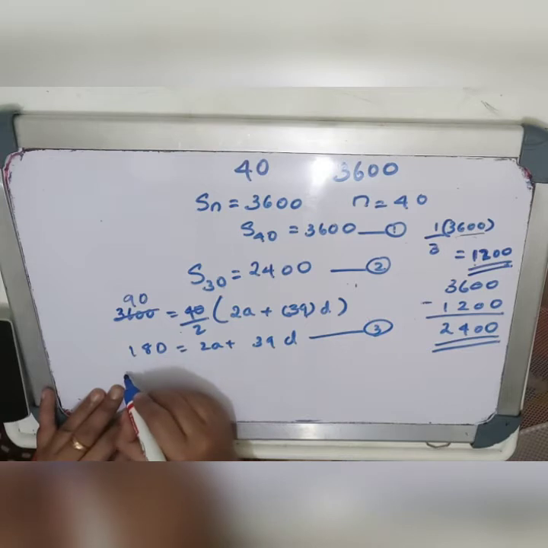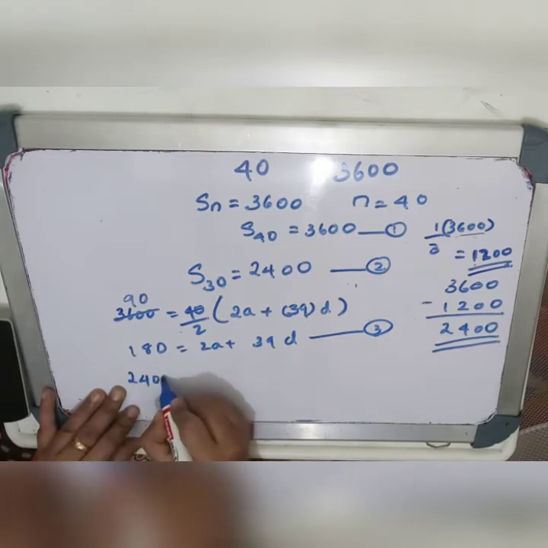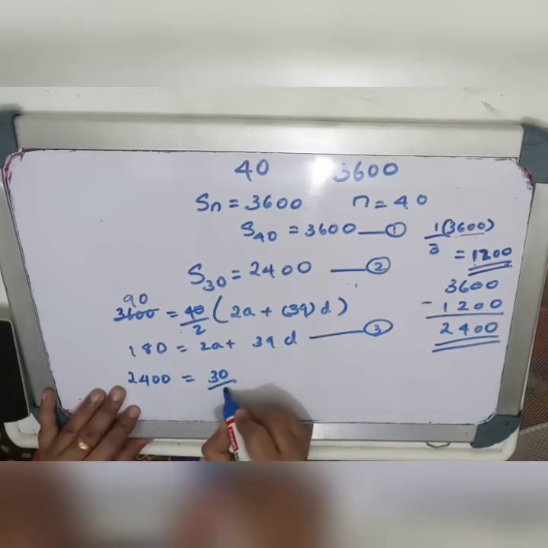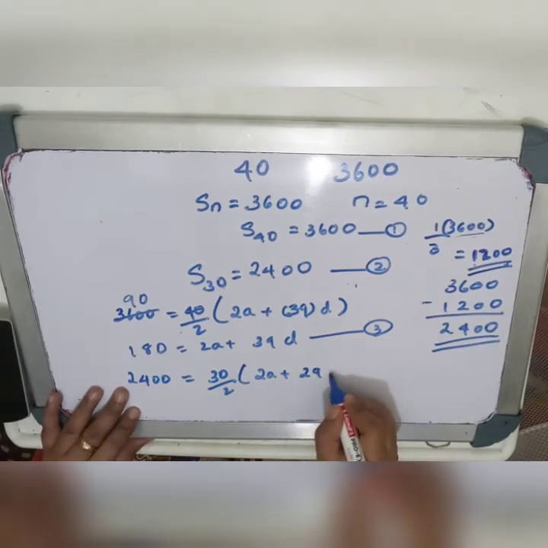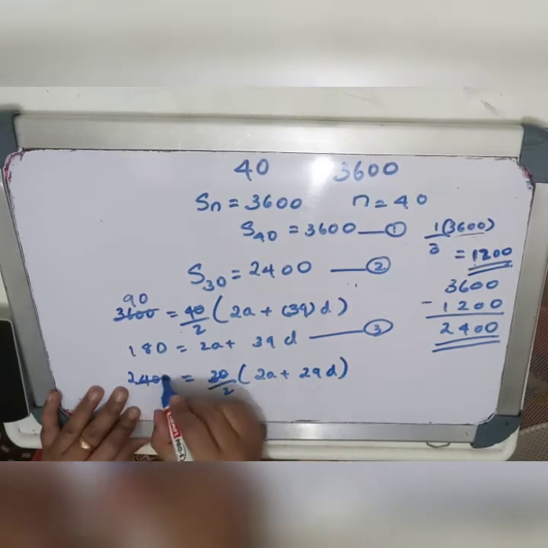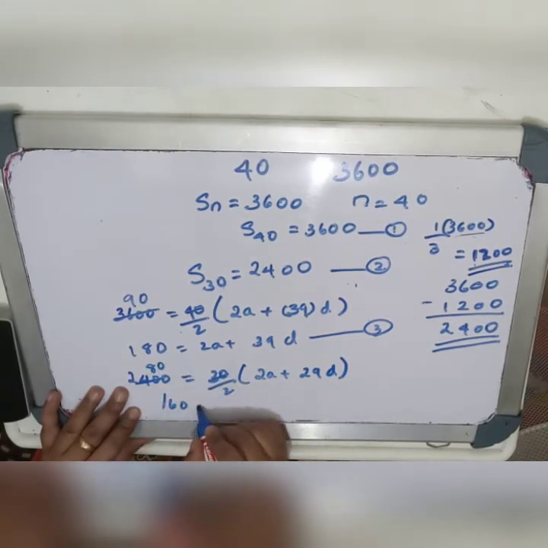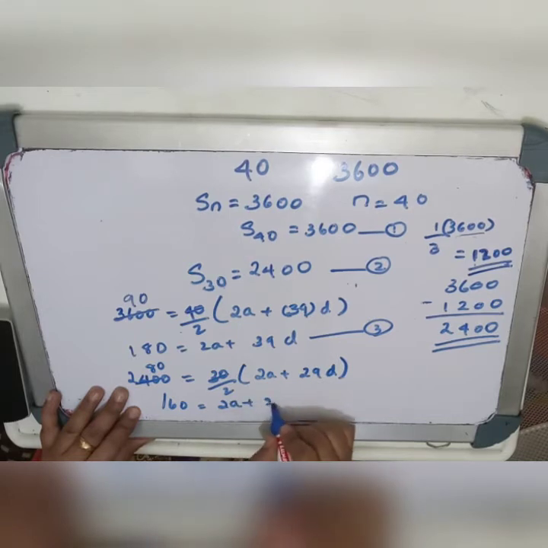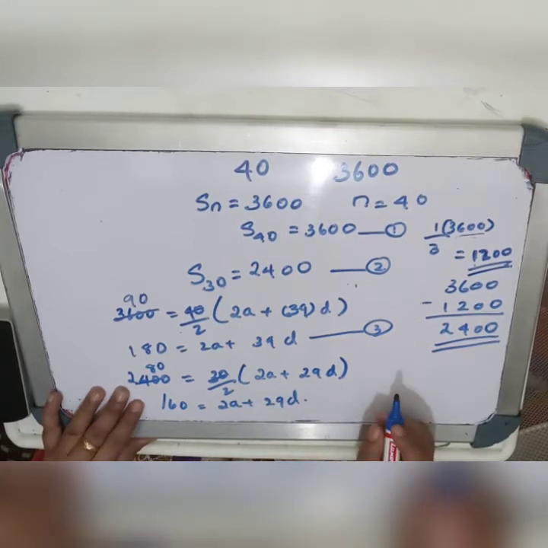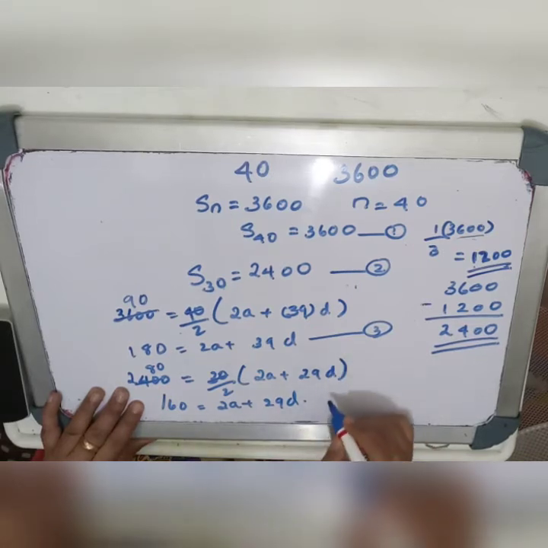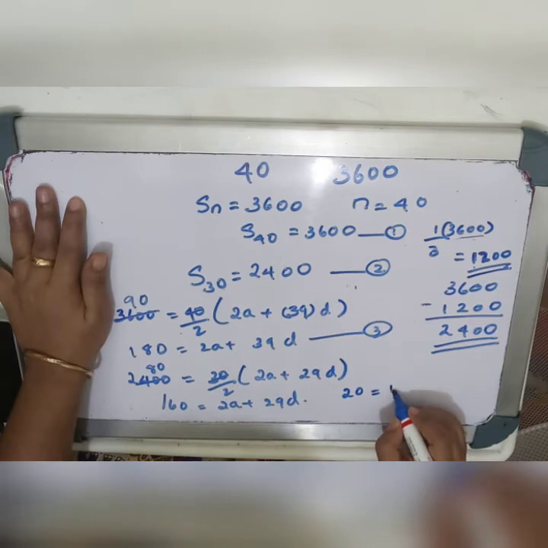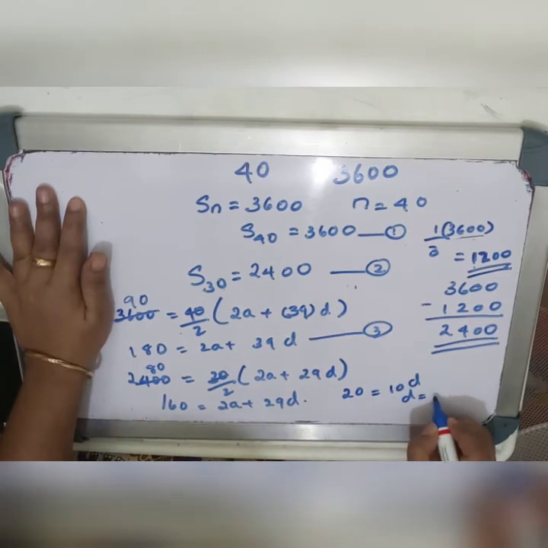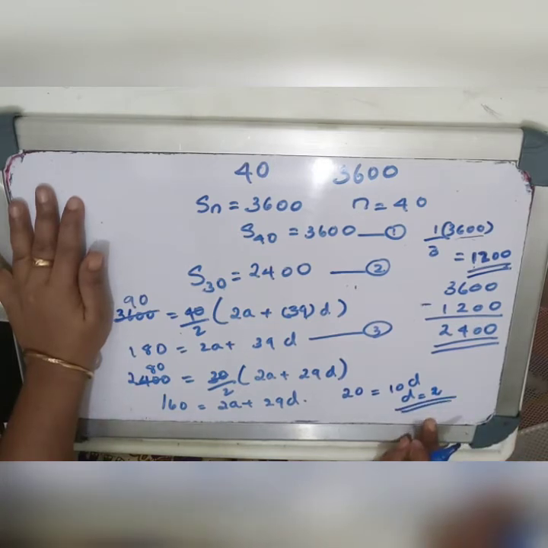Now substituting the value of S30, 2400 is equal to 30 by 2 into 2a plus 29d. Again cancelling 15, so 160 is equal to 2a plus 29d. These are the two expressions. Now when we take the difference, we get 20 is equal to 10d. That is d is equal to 2.